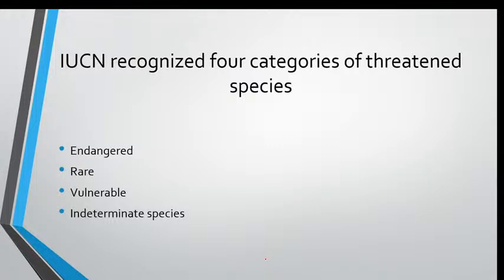IUCN has made 4 categories of threatened species. They are endangered, rare, vulnerable, and indeterminate species. We'll see them one by one. Threatened species are those species which are facing a threat, which are on the verge of extinction. That may be the exact sentence you can use for threatened species. Threatened species are those which are at the verge of extinction. So first is endangered, second rare, third vulnerable, and fourth indeterminate species. We'll see them one by one.